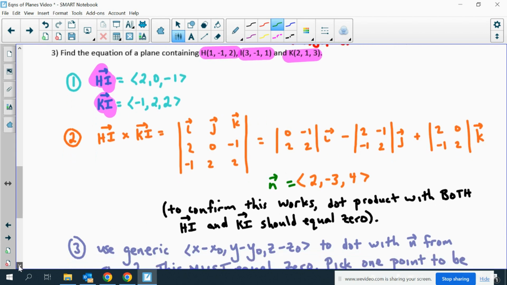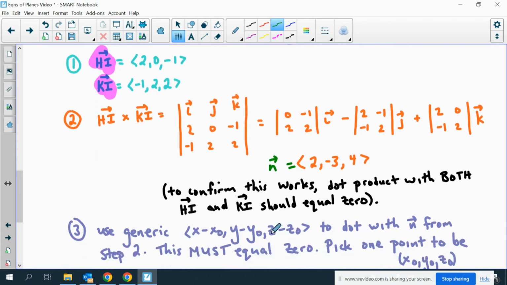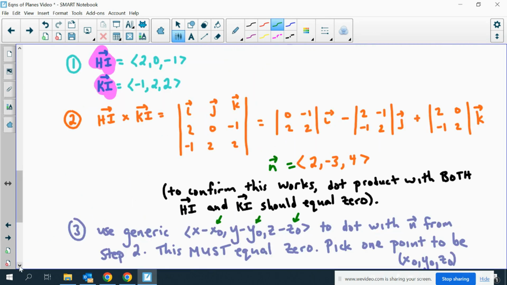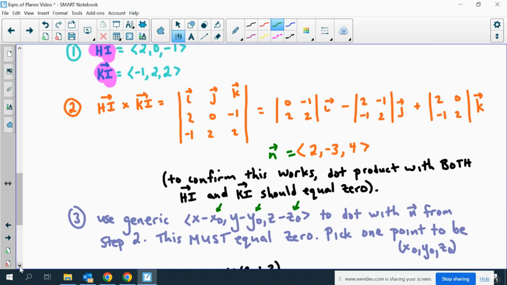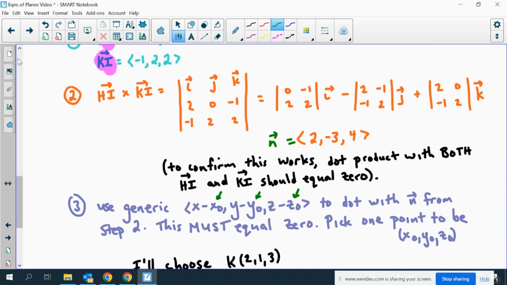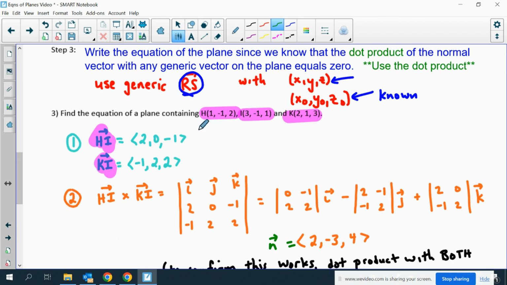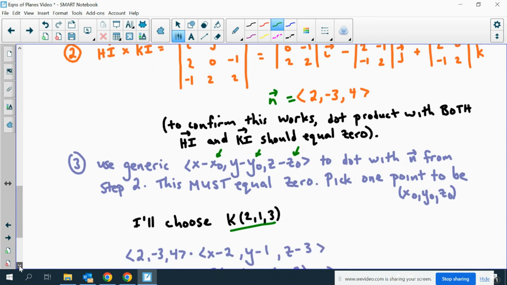Now I want to use the generic point, or the generic vector that includes a known point from the plane. So you can use any of the 3 known points on the plane, just like you could have used any 2 vectors from these points. When we do the dot product of that, it equals 0, because the dot product of 2 perpendicular things is 0. So I'll choose K. You could have chosen any one, but I chose K because I don't have any negatives in K, so it's a little easier to do.